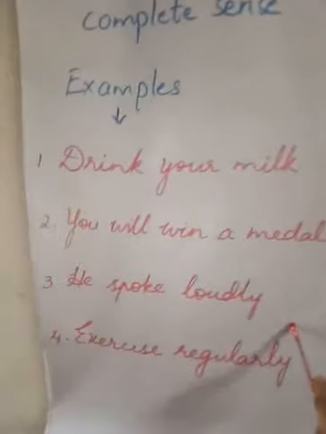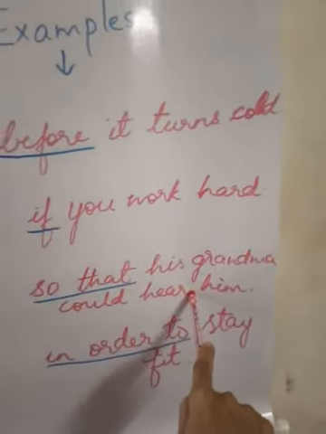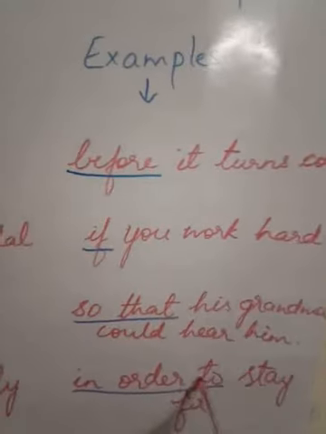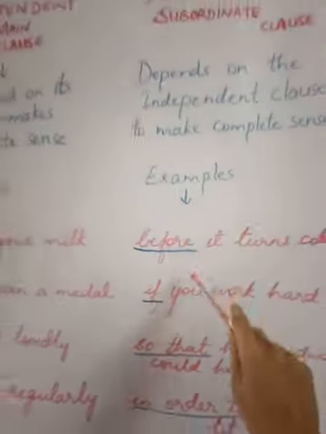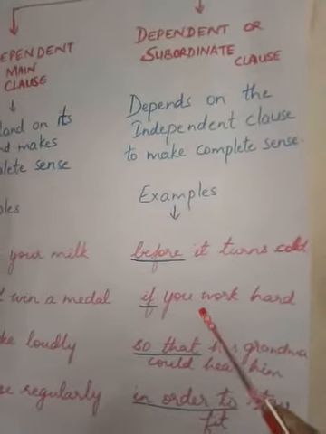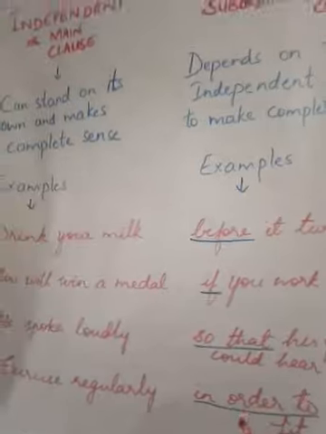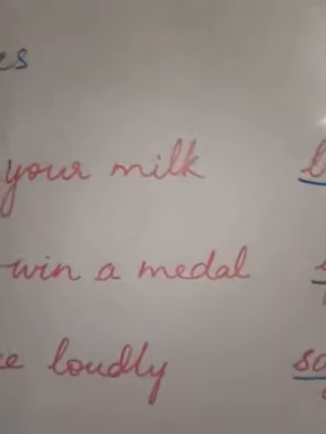In the same way, he spoke loudly so that his grandmother could hear him. Next, exercise regularly in order to stay fit. So you can see the subordinate clauses, they have a conjunction before them. Before, if, so that, in order to. Now we are going on to the adverb clause of purpose.